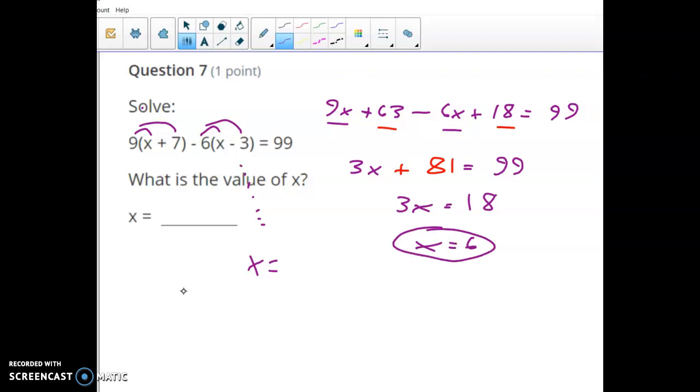All right, so it's a little bit different because it's just a single equation with just a single variable x, and we don't have like an xy pair here. We just have an answer of x equals 6.